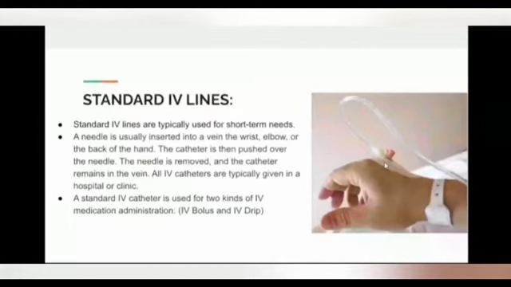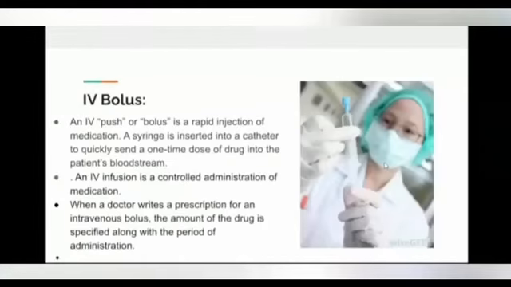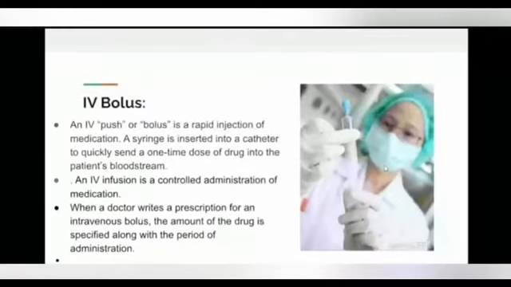A standard IV catheter is used for 2 kinds of IV medication administration. It can be IV bolus and IV drip. IV bolus is an IV push wherein it is a rapid injection of medication. A syringe is inserted into a catheter to quickly send a one-time dose of drug into the patient's bloodstream. An infusion is controlled administration of medication.